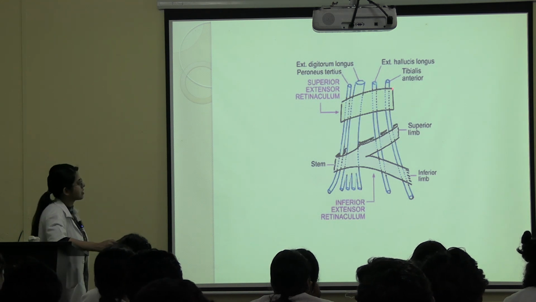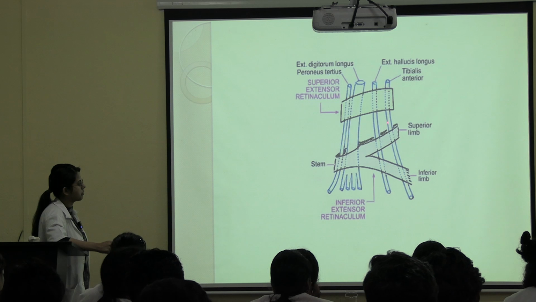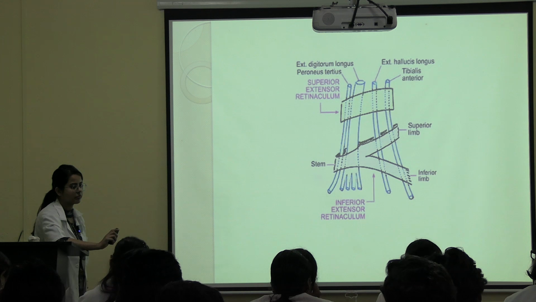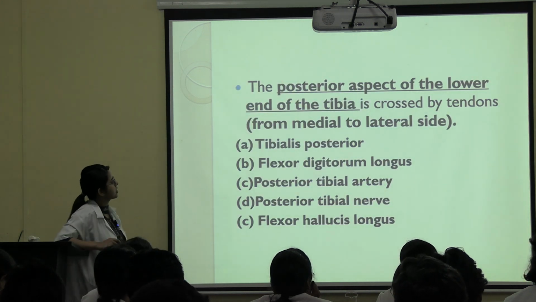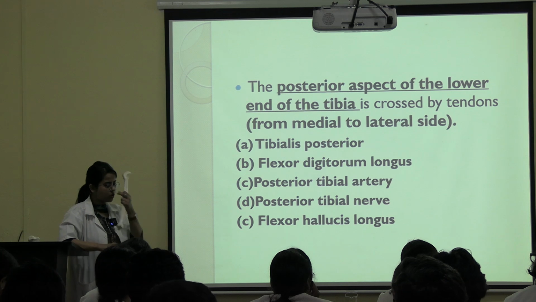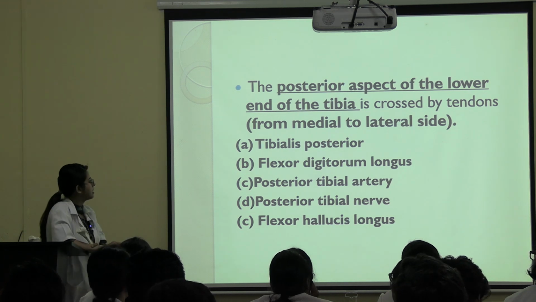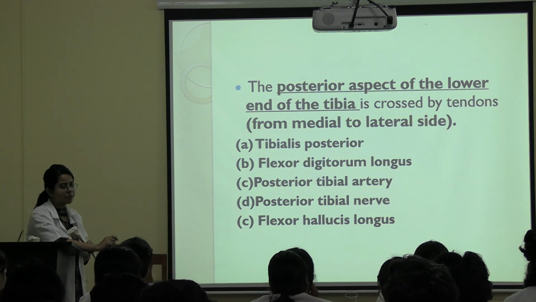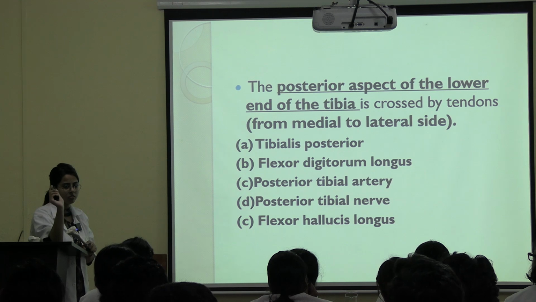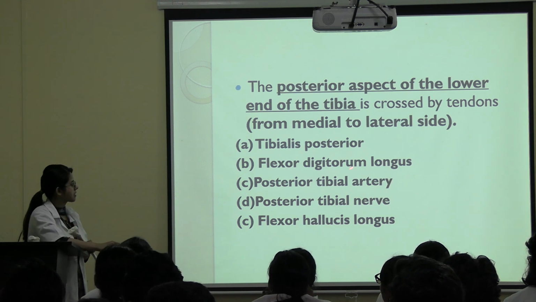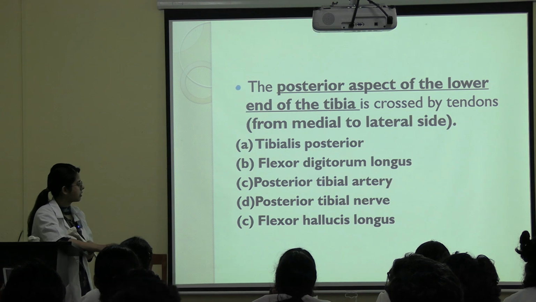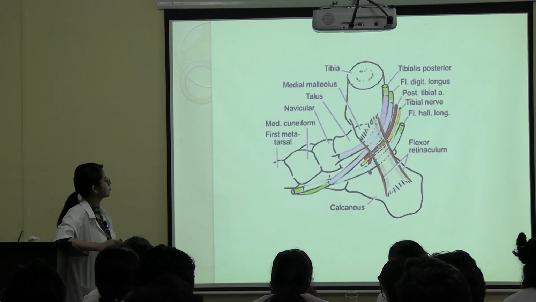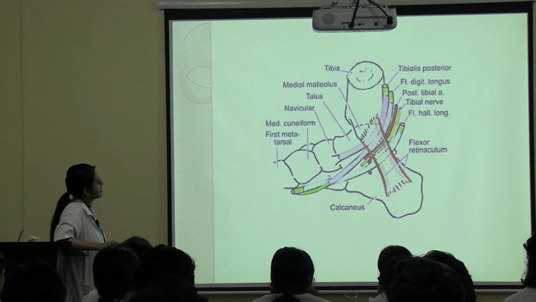See, this is the superior extensor retinaculum, this is the inferior one. These are holding these tendons together. Clear? Similarly, the posterior aspect of the lower end of tibia is also crossed by some tendons. From medial to lateral: tibialis posterior, flexor digitorum longus, which will be flexor. Now you know posterior means flexor. So flexor digitorum longus, posterior tibial artery, posterior tibial nerve and flexor hallucis longus. See, this is the flexor retinaculum.